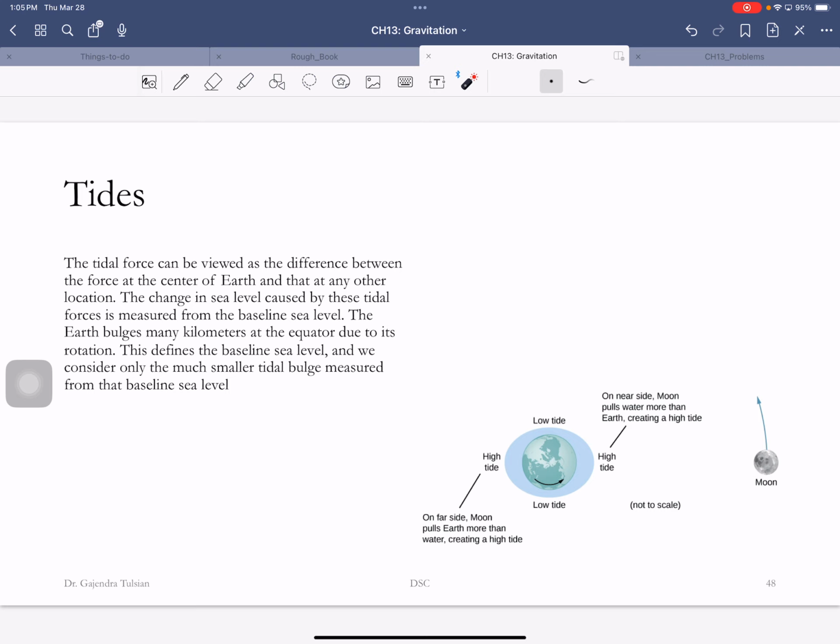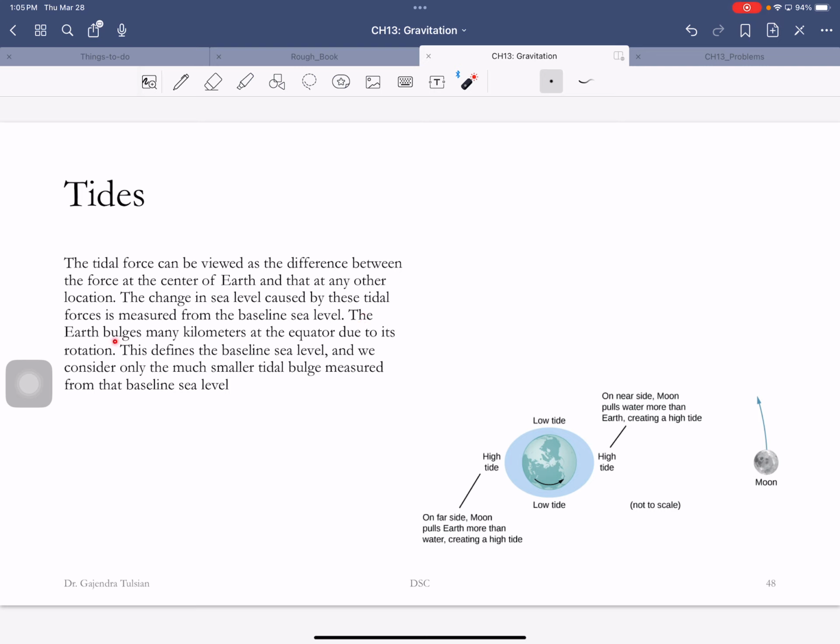Mr. Newton explained this, by the way. Before we explain this, the tidal force can be viewed as the difference between the forces at the center of the Earth and that at any other location. We'll come to that. The change in sea level caused by these tidal forces is measured from the baseline sea level.